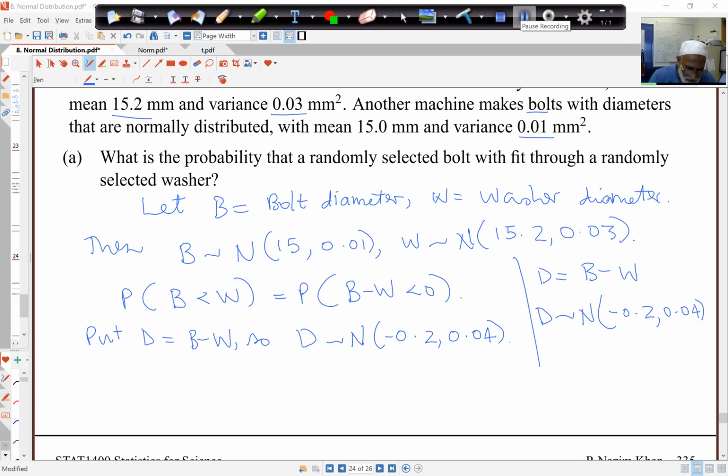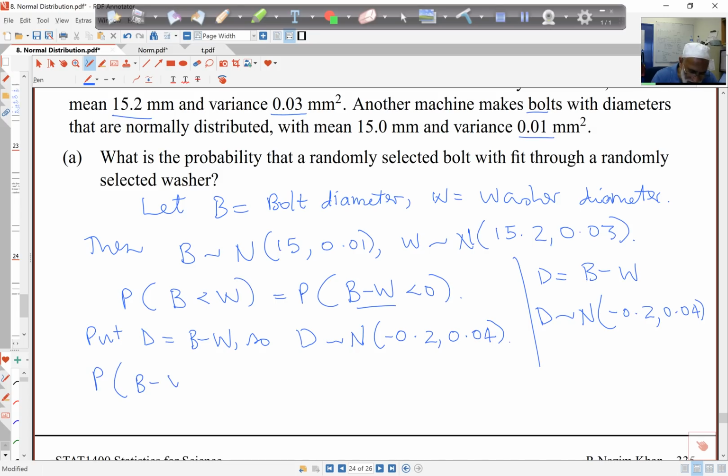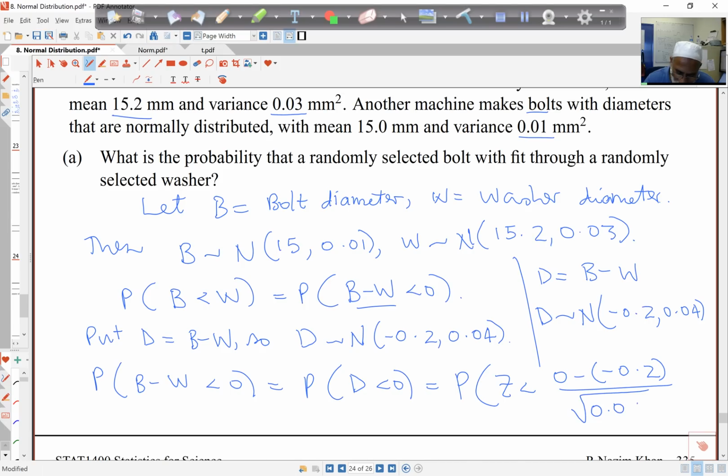So again, the problem reduces from involving two random variables to just one. So the probability of B minus W less than 0 becomes the probability of D less than 0. And so that again I standardize, so I get Z less than negative, so it's 0 minus the mean, which is negative 0.2, be careful, over the standard deviation, which is the root of 0.04.